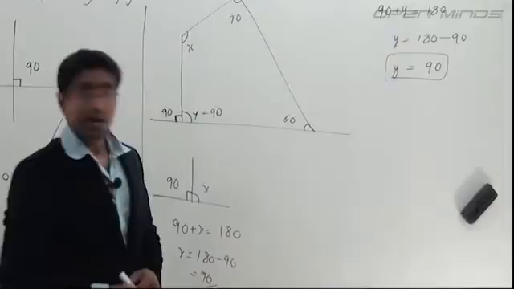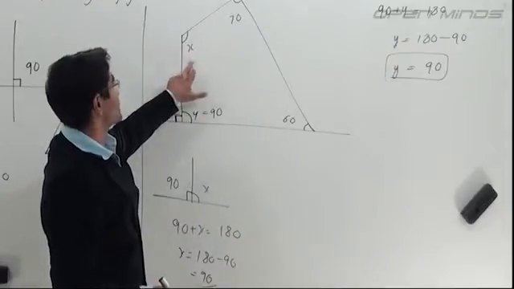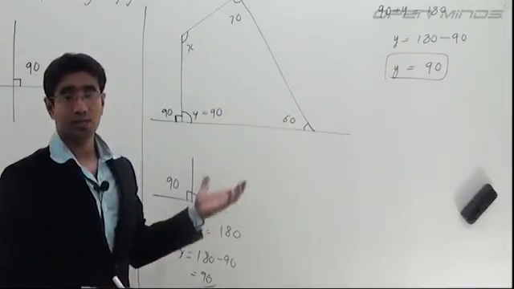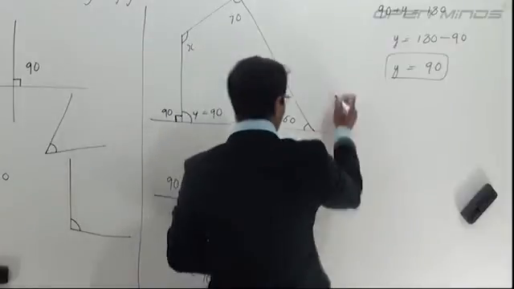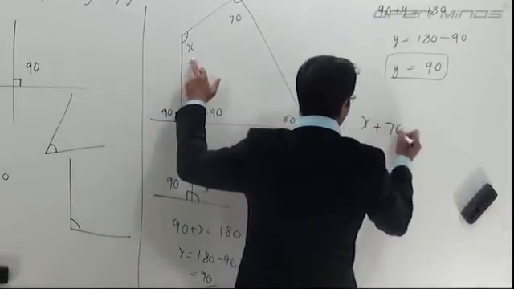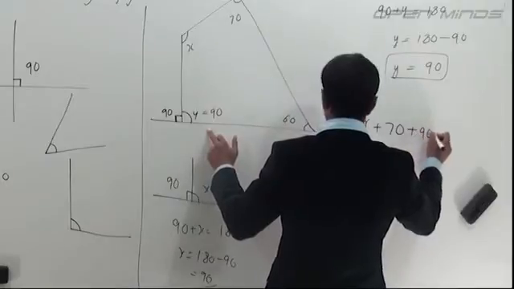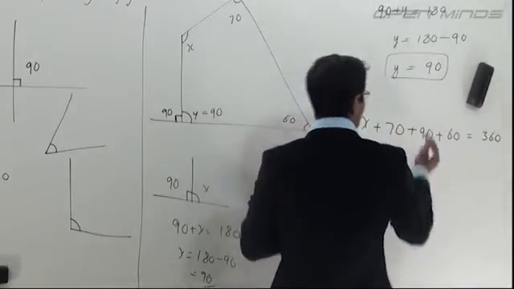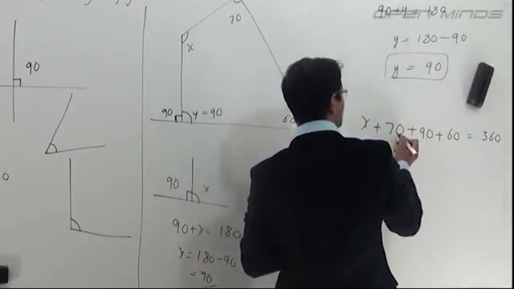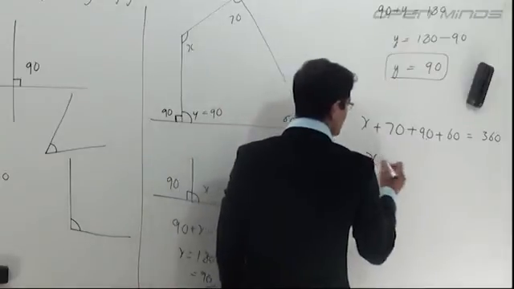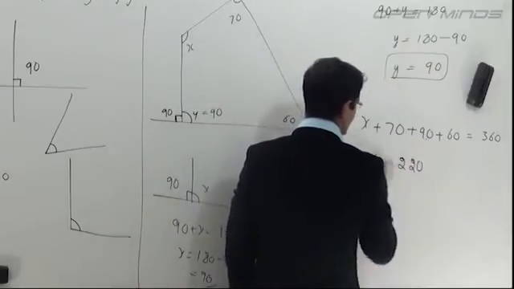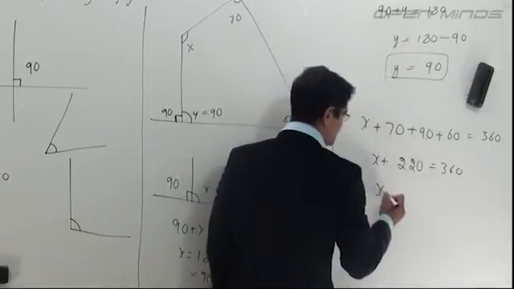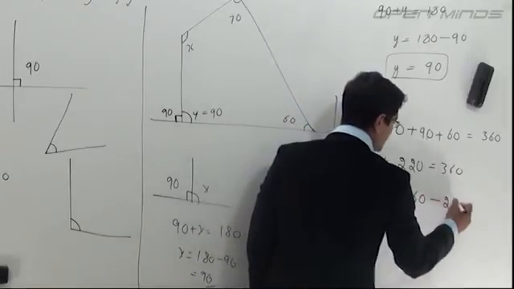Good enough. Now let's go back again. I need to find the value of x. I see that this is a quadrilateral, and the angle sum of a quadrilateral is always 360 degrees. So let's go ahead with this. It was x plus 70 plus 90 plus 60 should be 360 degrees. Now how do you add these? I can say 100 and 120, that's 220. So x plus 220 is 360 degrees, and x should be 360 minus 220.